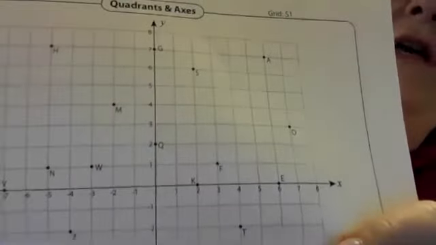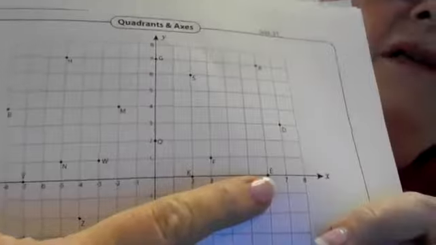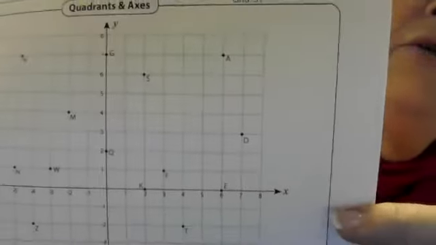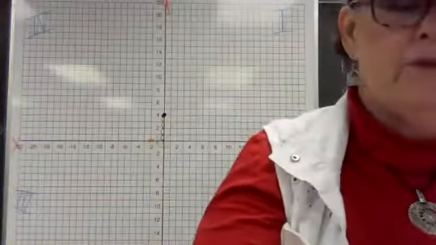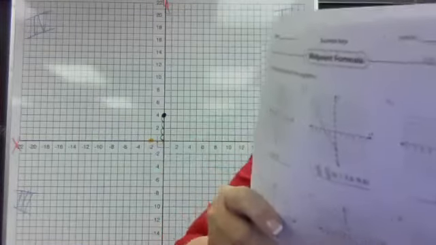We don't name any of the points that are on the axis. They ask for that later on down at the bottom. That's where you list these on the x-axis and on the y-axis. Okay. Is that okay? So you know what to do there. Let's look at the next page.